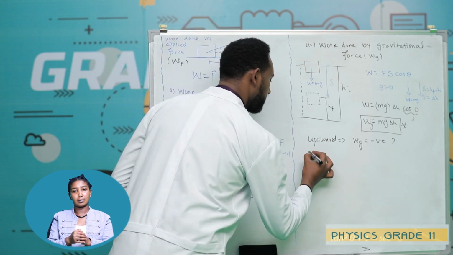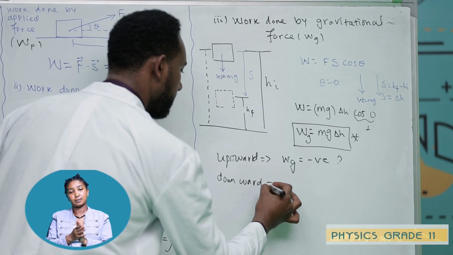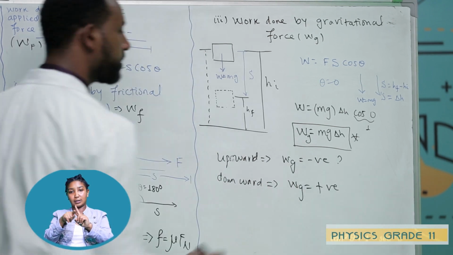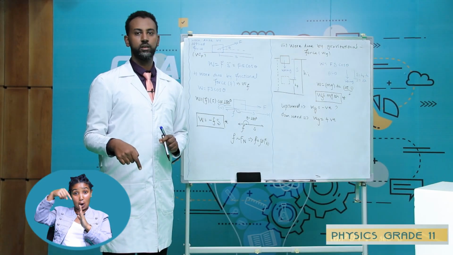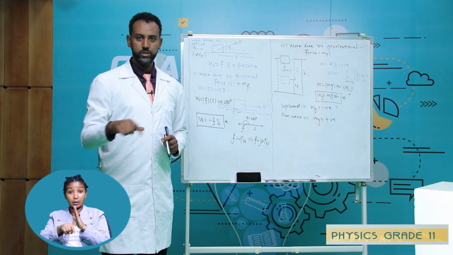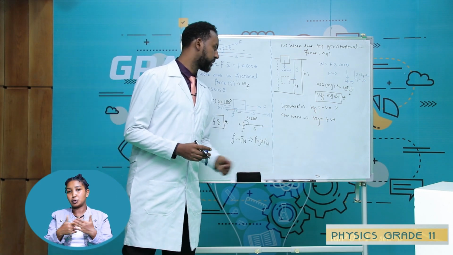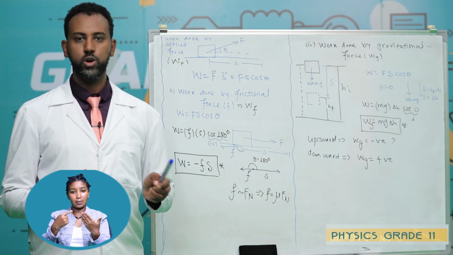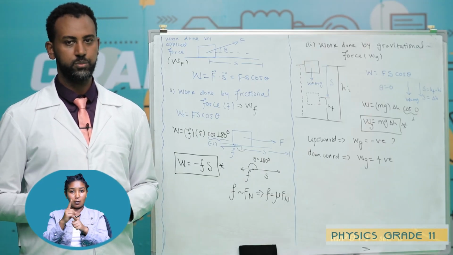And when the object is moving downward, work done by gravity is positive. Why is it positive? Because the force is acting downward, gravity is acting downward, and the displacement is also acting downward. So it's possible to find work like this. So far we have tried to see the work done by constant forces. We'll try to solve some problems.